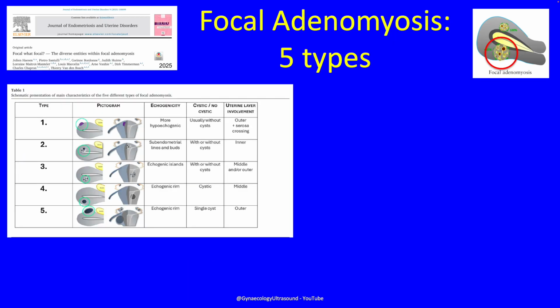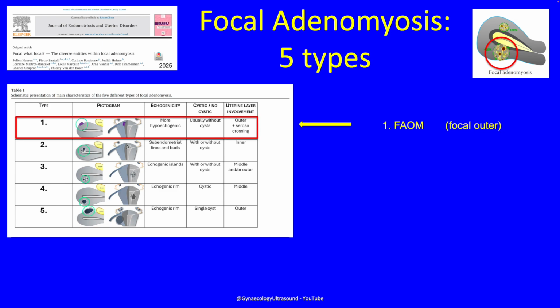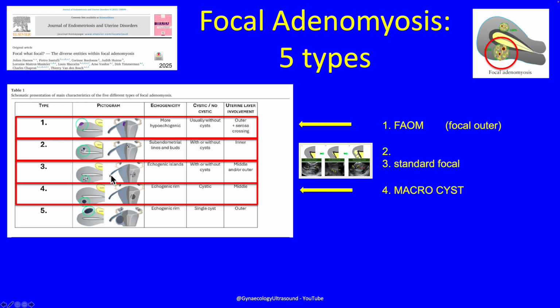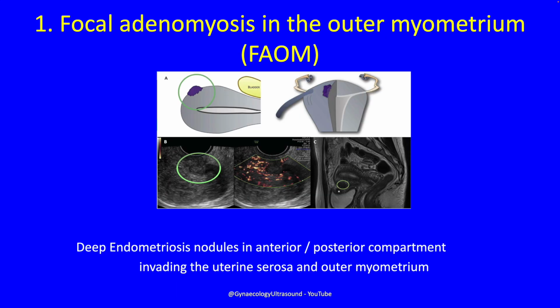Now, within the focal, and I'm sorry about that, but here we are, in the focal there are 5 types. It can be focal when it's focal on the outside of the uterus. This is what we've been talking about, focal in the myometrium. But if you've got a big cyst in the myometrium, that's called macro, and there's another condition called acum, and we're going to just talk about those in turn. If you've got focal adenomyosis in the outer myometrium, it can be in the anterior compartment near the bladder, or it can be in the posterior compartment by the bowel. And what it is, is deep endometriosis nodules that invade the uterine serosa from the outside in.